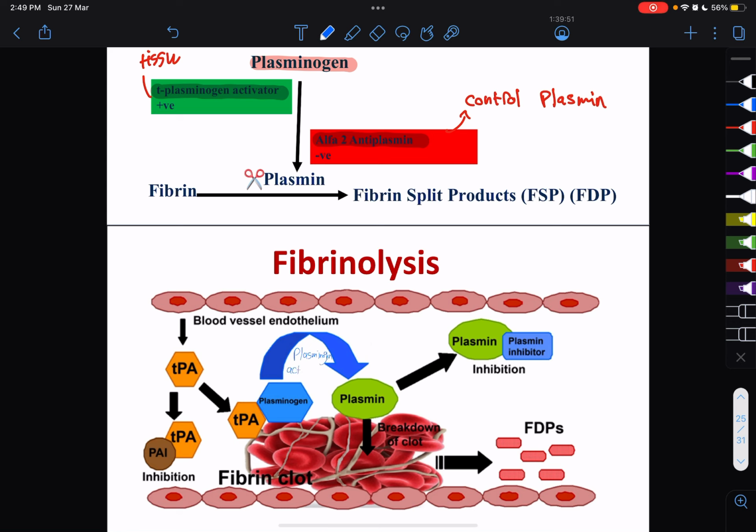So what do we have for controlling the plasmin? Can you see the plasmin inhibitor? After plasmin has done the job, the extra plasmin is controlled by the plasmin inhibitor. And that's the whole process. That's the beauty of the situation. Every process is a controlled process.